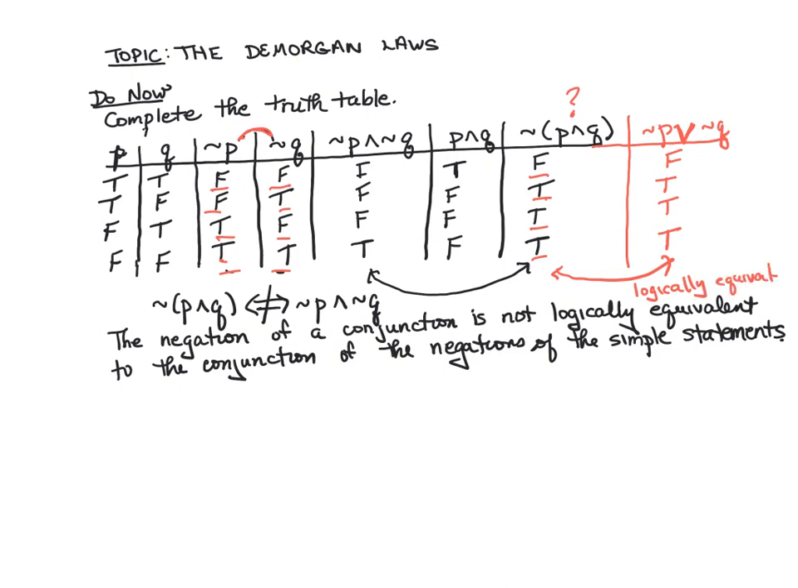And this is called DeMorgan's Laws. Okay, so I'll write it down here. The negation of a conjunction is logically equivalent to the disjunction of the negation of the simple statements.